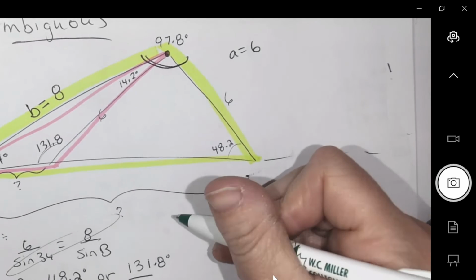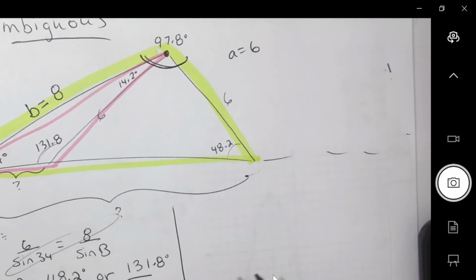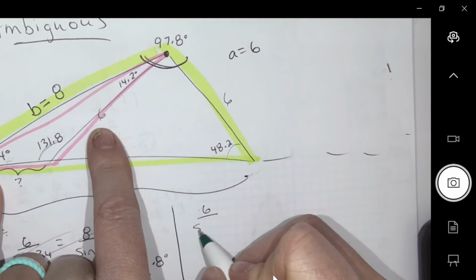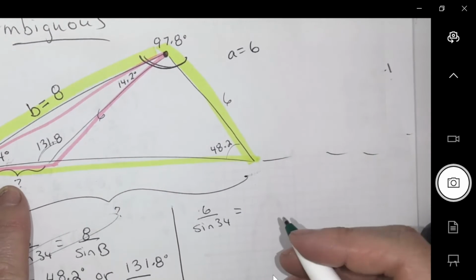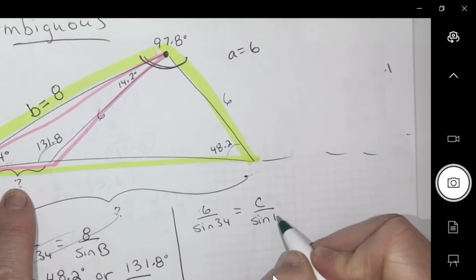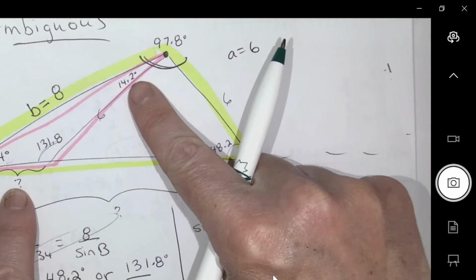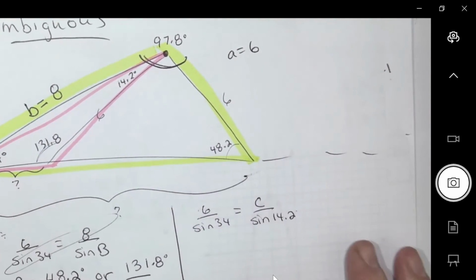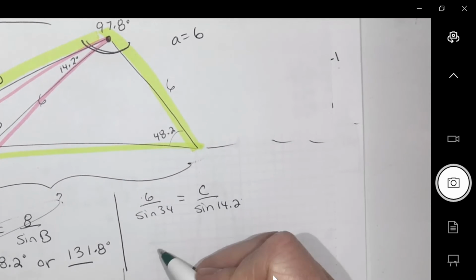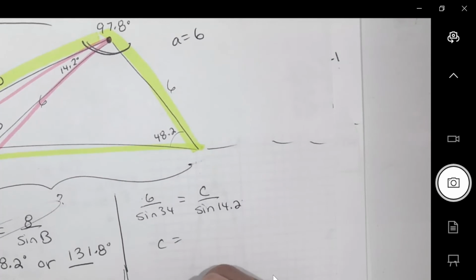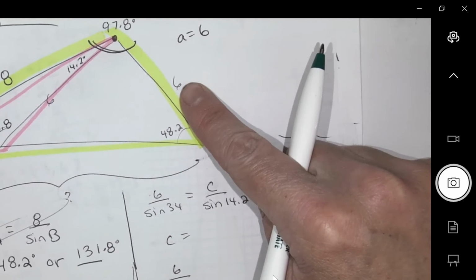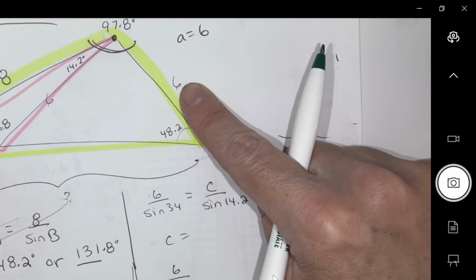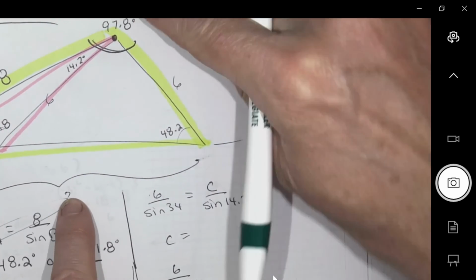Okay, I'm now going to have to solve for the sides. So here's my pairs. 6 over sine 34 equals C, and it's across from the 14.2. Then I will get that answer, and we'll write them both down. 6 over sine 34 is the green triangle here. 6 over sine 34, and the side is across from the 97.8.